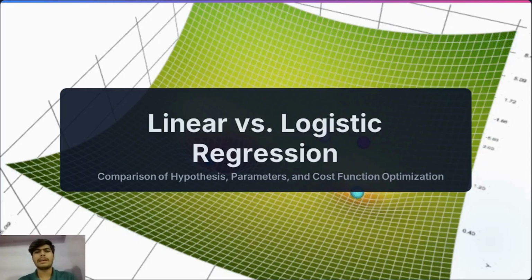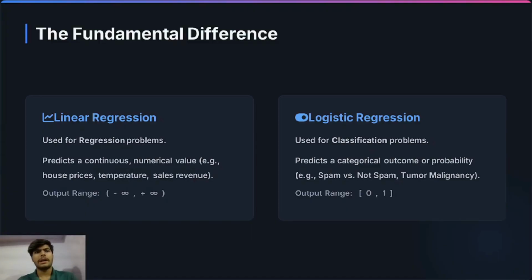We will be talking about linear versus logistic regression, the comparison between hypothesis, parameters, and cost function optimizations. The fundamental difference is that linear regression is used for regression problems, to predict a continuous numerical value, for example house price, temperature, sales revenue. The output can be from minus infinity to plus infinity. Logistic regression is used for classification problems, to predict a categorical output or probability, for example spam versus not spam. The output can be from 0 to 1.